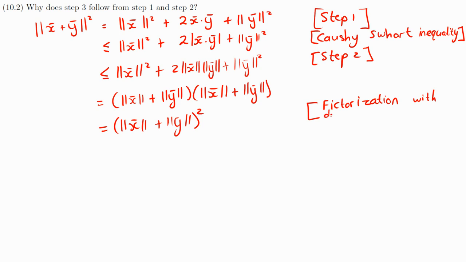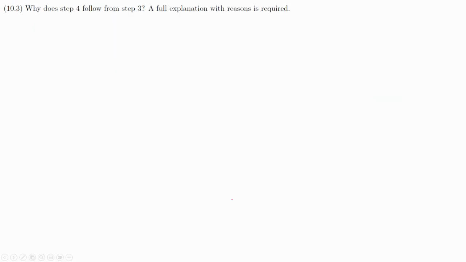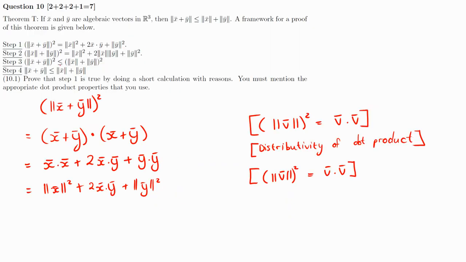With the dot product. Okay, and question 10.3 asks us, why does step 4 follow from step 3? A full explanation with reasons is required. So how do we get from here to the following step? That is kind of strange, but we can actually get there.